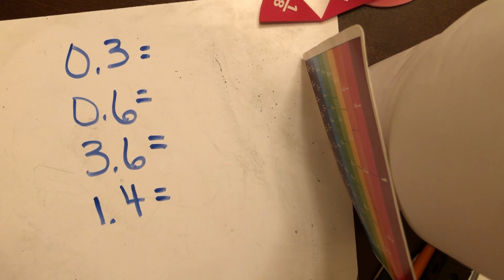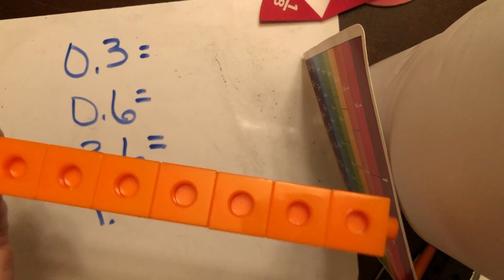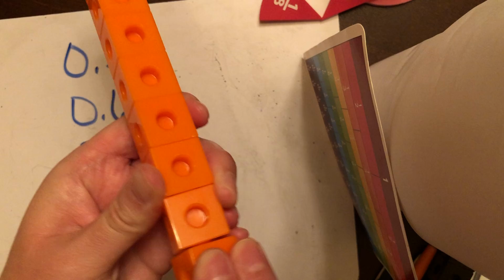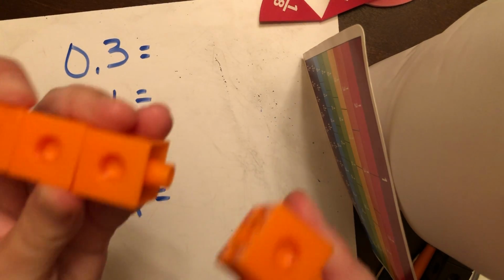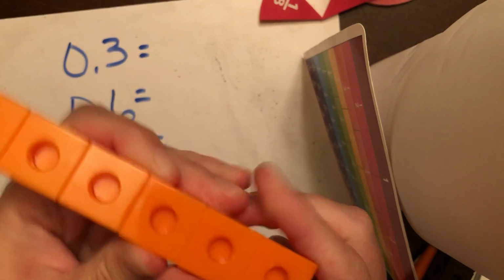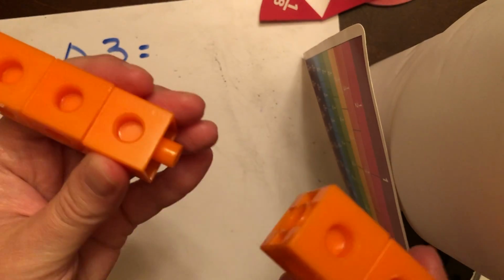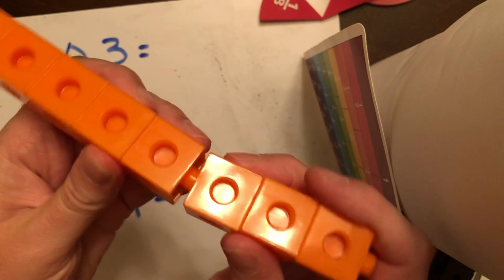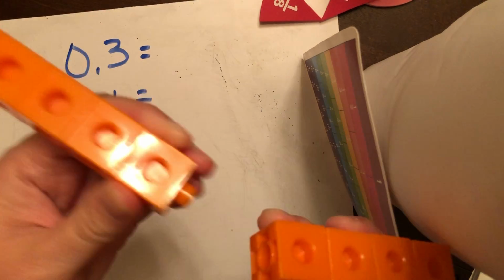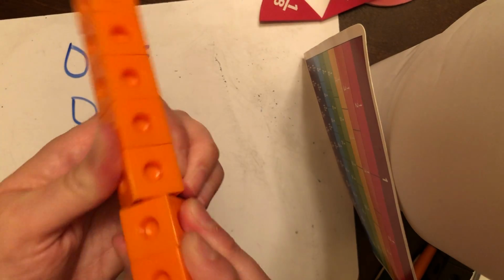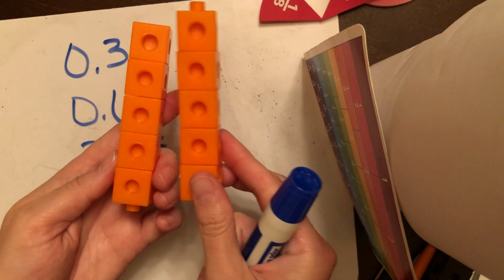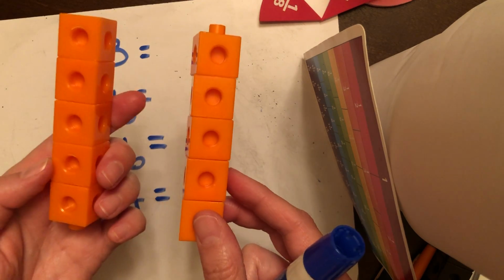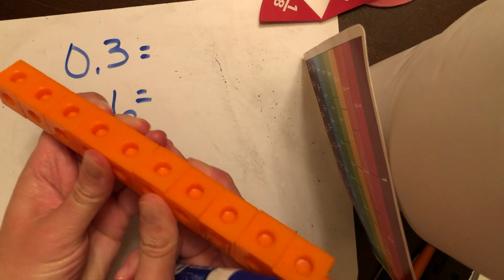Remember, this is your rod, this is your 10, this is your whole rod. This would be 1/10. 1/10. 2/10, that's part of the whole. 3/10. 4/10. 5/10. See, that's half. That would also be 1/2. 5/10, 5/10 equals 10/10 as a whole.